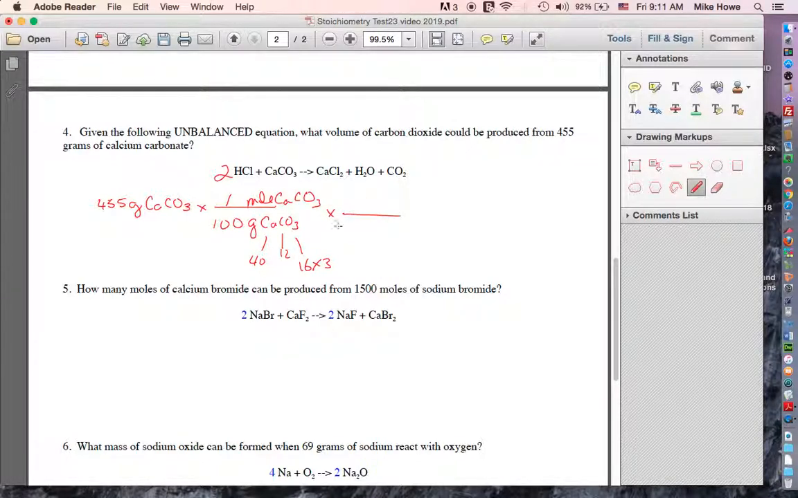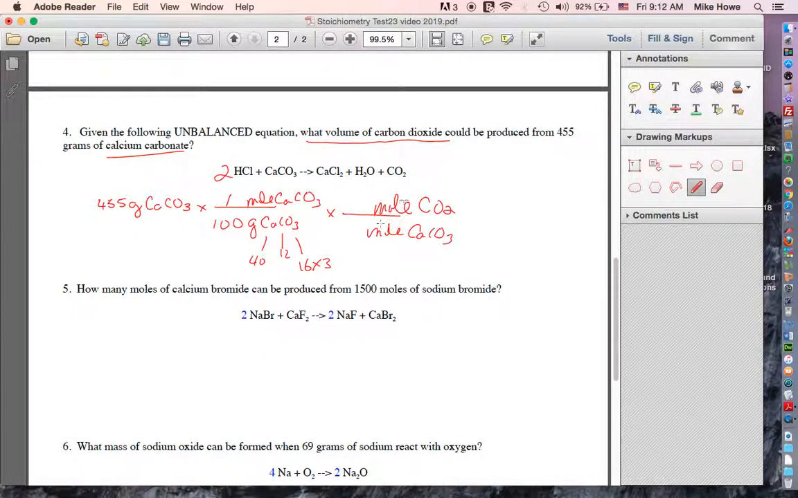Next step, mole ratio. So we have moles on the bottom, we'll have moles on the top. The mole on the bottom will be calcium carbonate. On the top will be carbon dioxide. All right, why is it going to be carbon dioxide on top? Because up here, see, it says what volume of carbon dioxide. And we started with calcium carbonate. Now, it asks for volume, so why am I not putting liters up here?